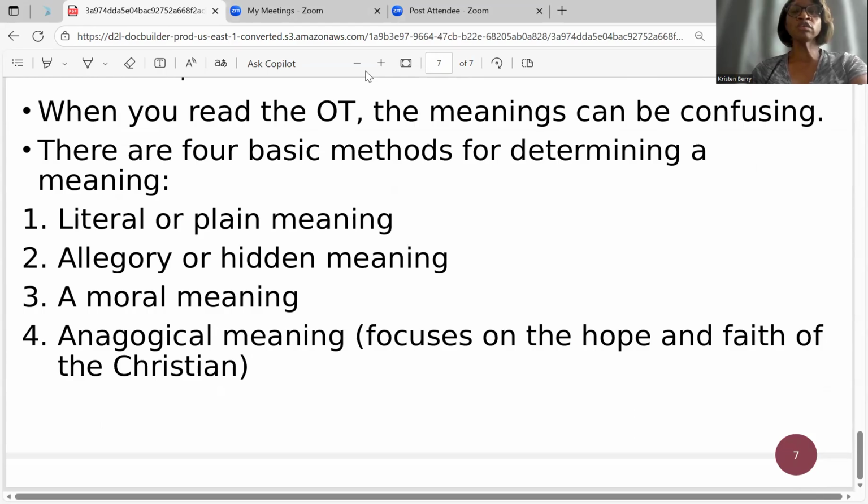So when you read the Old Testament, you want to be sure. I want you to jot down, if you can, also take a picture of this. Look at those four basic methods for determining what the scripture means. So if you want to pause this, take a picture of this, or even write these down, this is really good because it's really hard sometimes to understand what the Old Testament means to us right here in 2025.